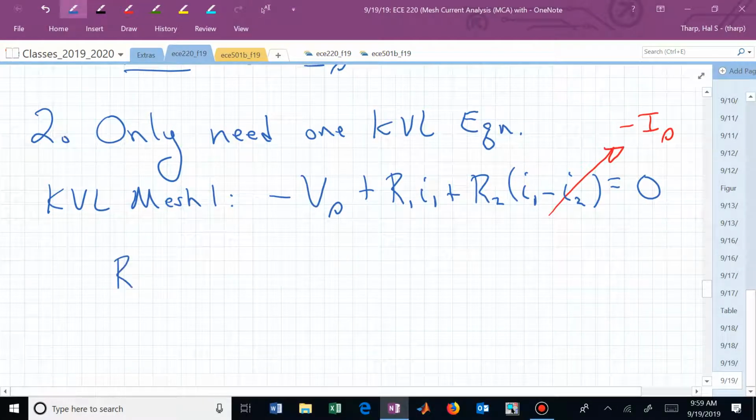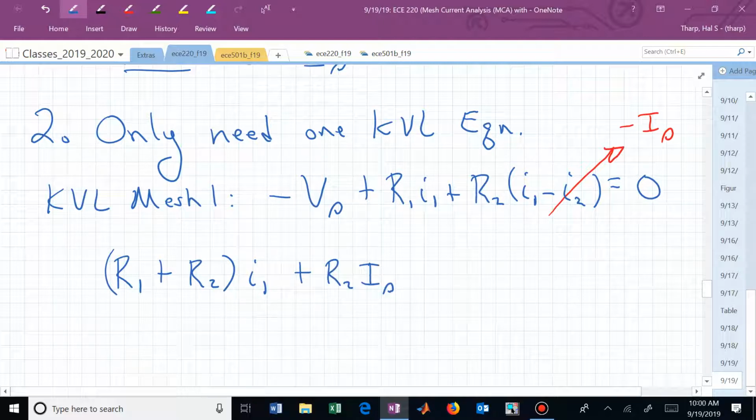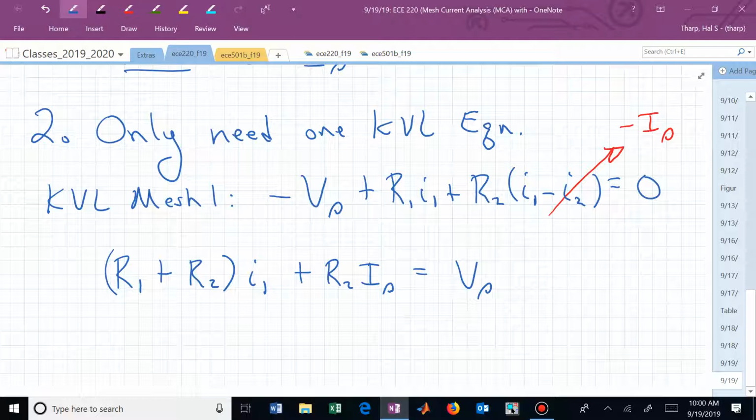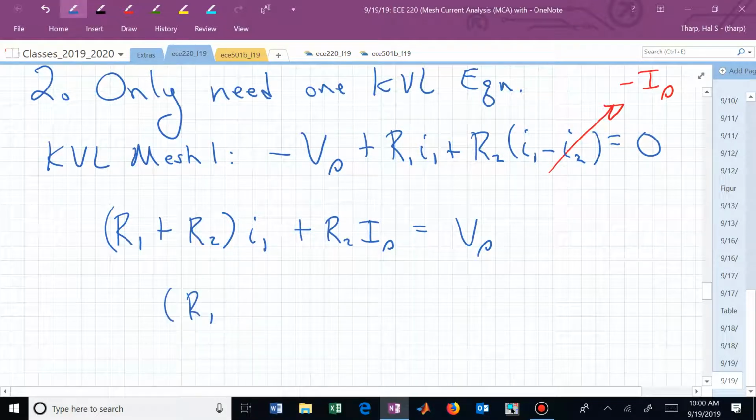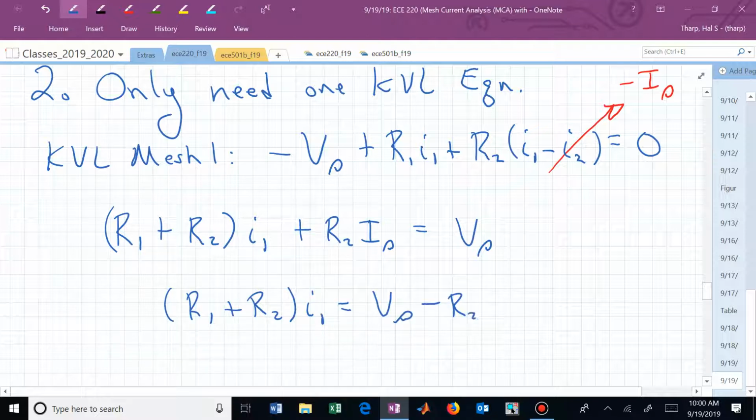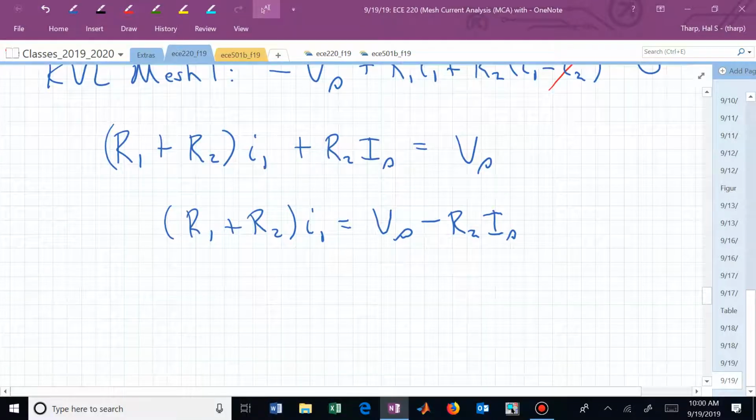Let's do some of the combining. I have R1 plus R2 times I1. I then have a minus I sub S times R sub 2. That will be a plus R sub 2 I sub S. And let me put the V sub S on the other side by adding capital V sub S to both sides. Now I'm going to ask my question again. What's the dimension of my resistor matrix?